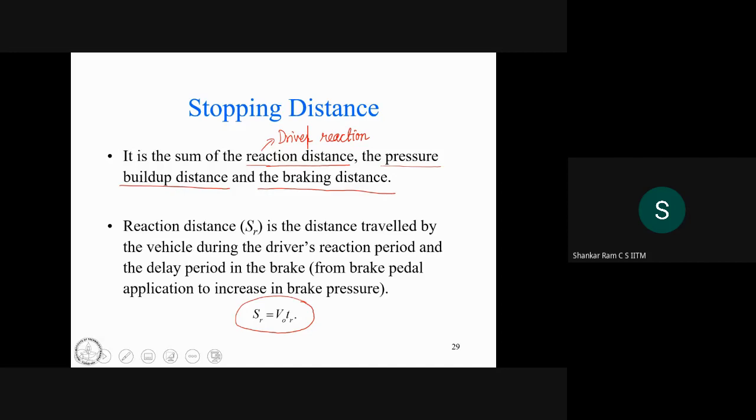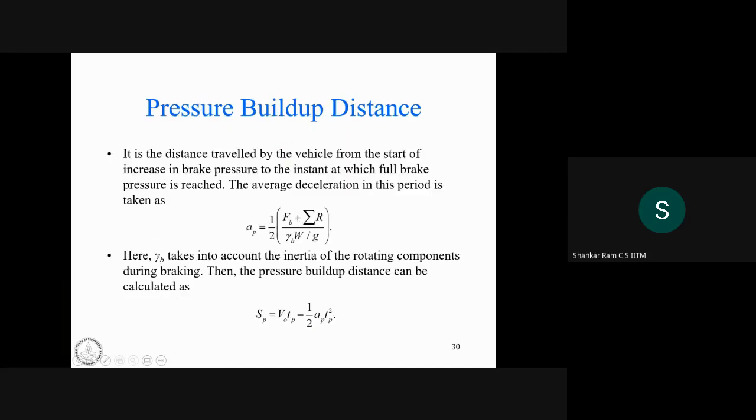So that's what will happen. We assume the speed to be almost constant. Then there is a pressure build-up phase. During the pressure build-up phase, we use the average deceleration. If you plot the deceleration against time, initially the deceleration will be zero, and then it will build up, and then it will go this way. So during this phase, the question becomes, what is the average deceleration? The peak deceleration will be, we are just using F equals ma.